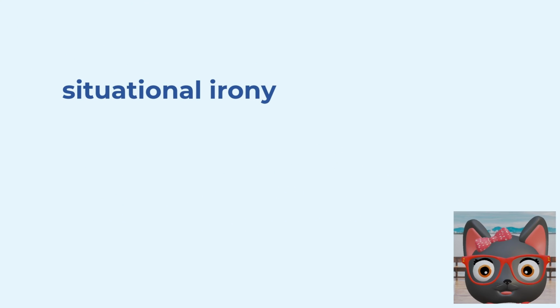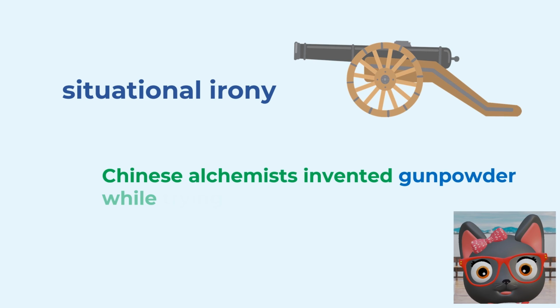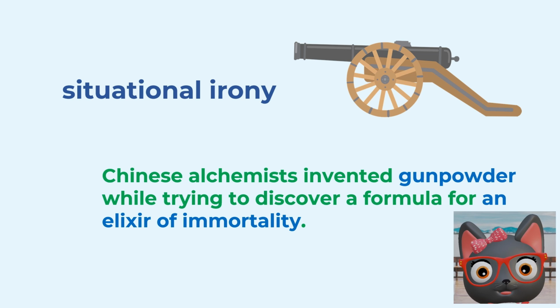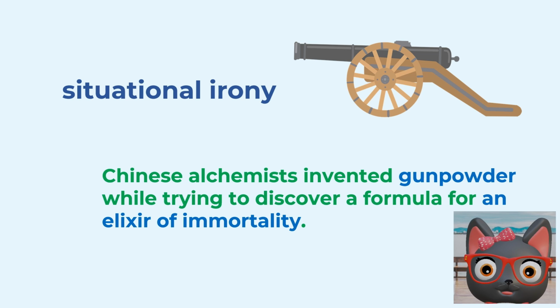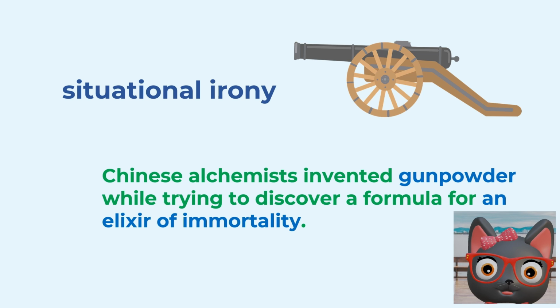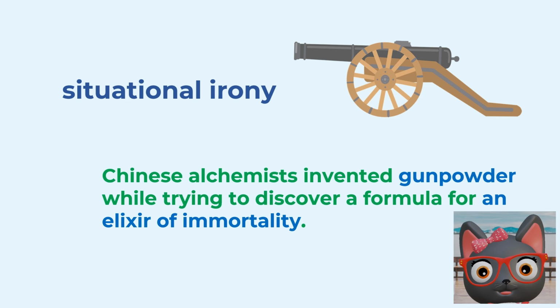Situational irony is when something happening is very different from something expected. Here's a historical example for situational irony. Chinese alchemists invented gunpowder while trying to discover a formula for an elixir of immortality. Yikes. They wanted to extend people's lives, but instead created something that would shorten it. Now that's classic situational irony. In literature, it's often used to show the difference between appearances and reality or highlight personalities of characters.